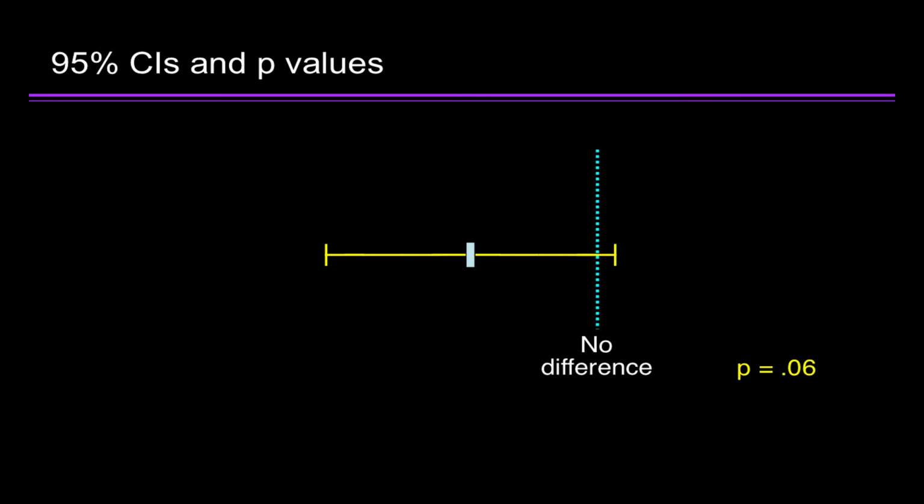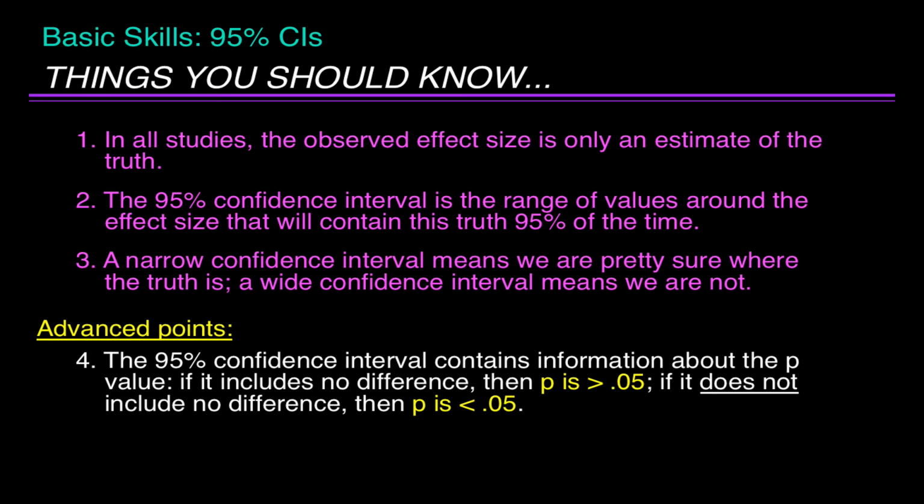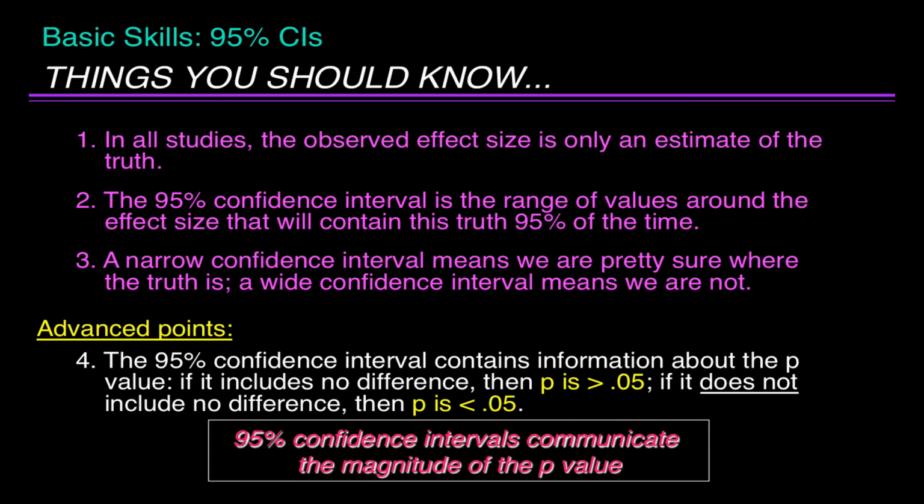If it goes across, now you know it's above 5%, p equals 0.06. Goes way across, p equals 0.1. Way across, p equals 0.25. So the 95% confidence interval, in fact, communicates something about the magnitude of the p-value.